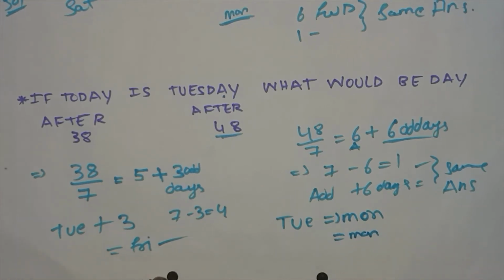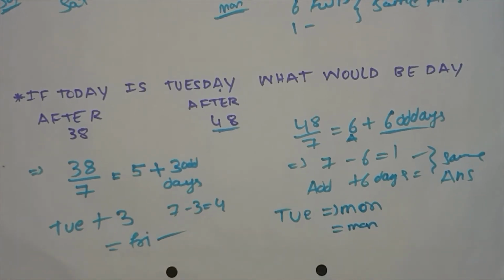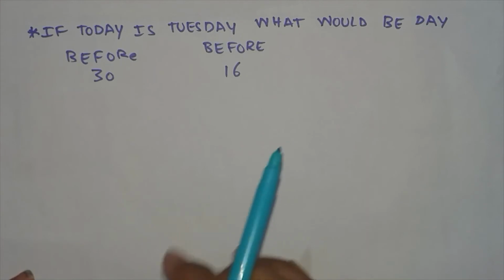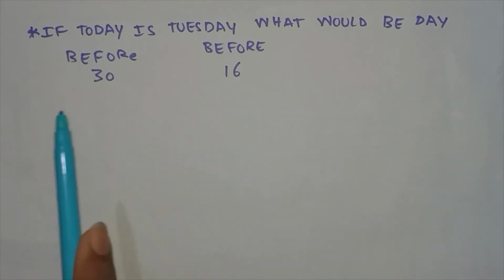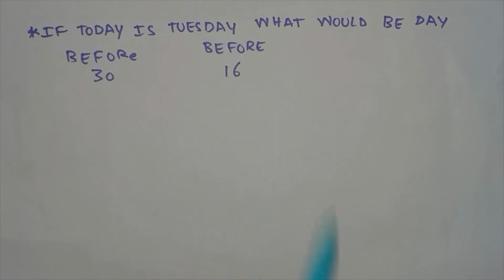So I have told you that adding 6 days to the given day gives me Monday, or subtracting 1 from the given day also gives me Monday. So adding forward or subtracting back gives me the same answer. So we will try another example. So this is the given question. If today is Tuesday, what would be the day before 30 and before 16 days?